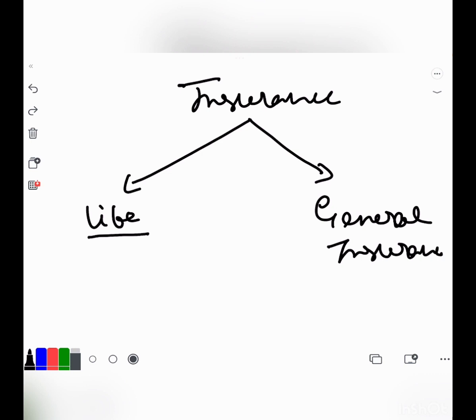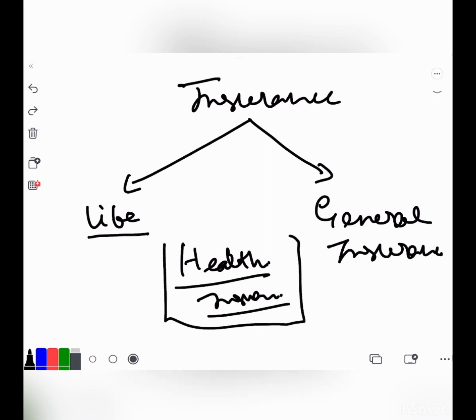So the first one, for example, health insurance. Health insurance is dealing with human life. Now my question is whether health insurance is life insurance or general insurance. Many of you may say that as health insurance is dealing with human life, it is life insurance. But this is not the right answer. The correct answer is health insurance is general insurance.